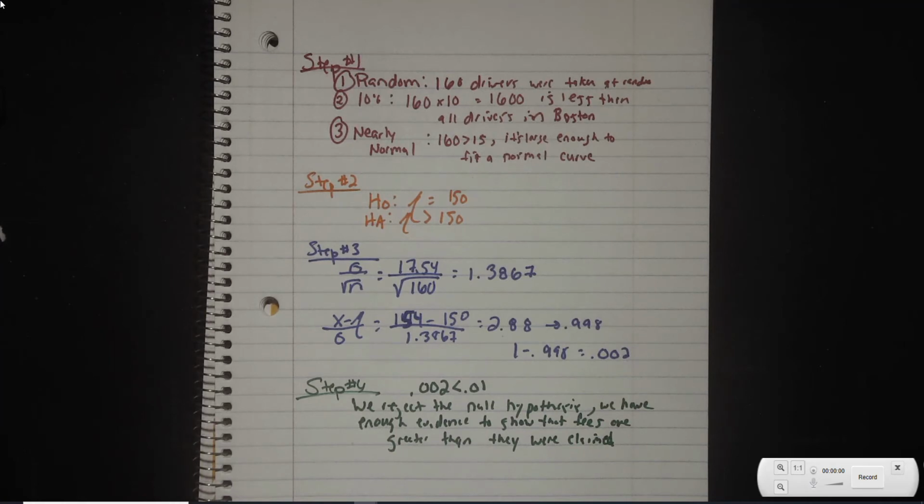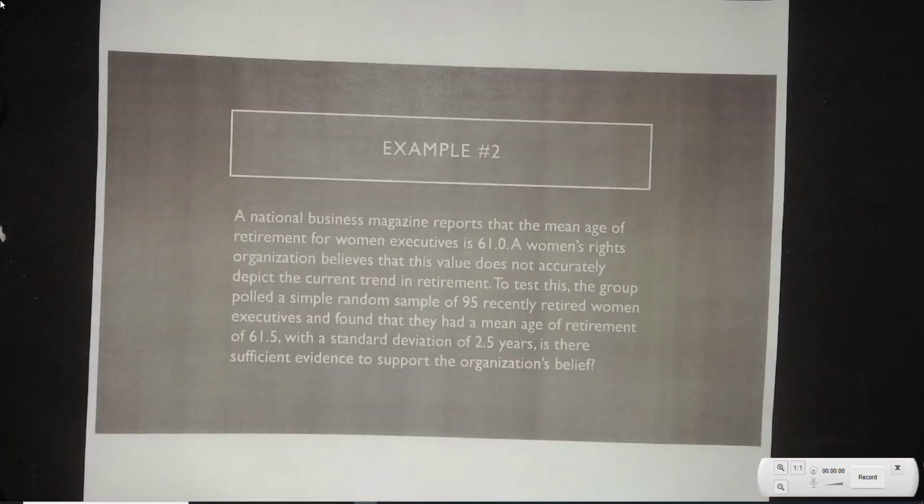Okay, so second example. A national business magazine reports that the mean age of retirement for women executives is 61.0. A women's rights organization believes that this value does not accurately depict the current trend in retirement. To test this, the group polled a simple random sample of 95 recently retired women executives and found they had a mean age of retirement of 61.5 with a standard deviation of 2.5 years. Is there sufficient evidence to support the organization's belief? So, let's find out.